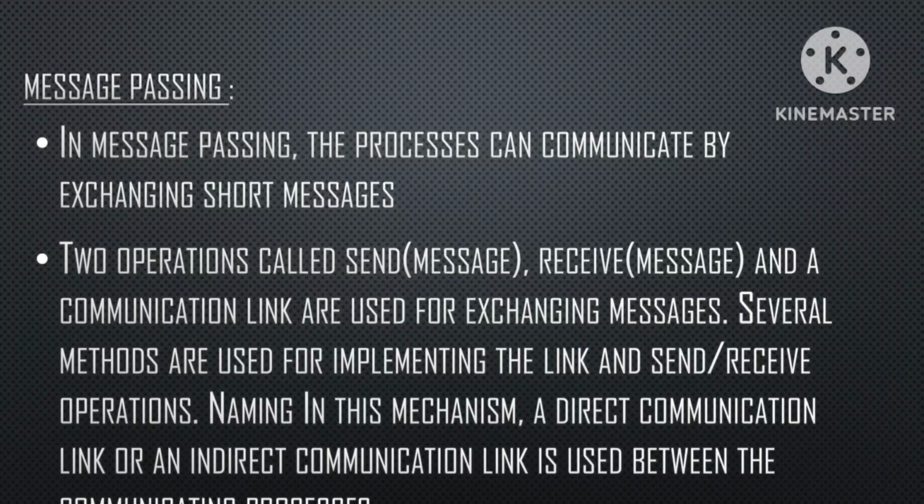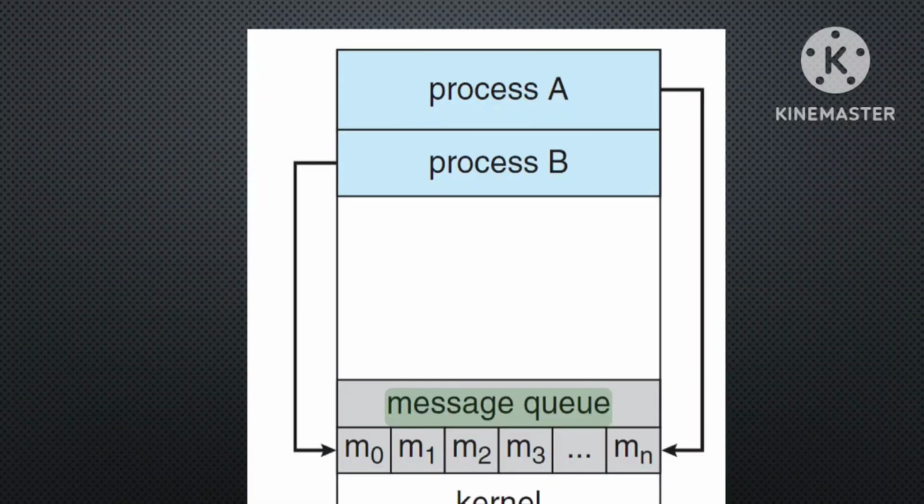Let me show you the diagram. See, there is process A, process B and kernel mode. The kernel mode is common in both shared memory and message passing. Process A communicates with process B through the kernel. It means the kernel interferes until the message sharing is done. Till the end, the kernel is involved. Process A sends the message, and through the kernel, process B receives the message.